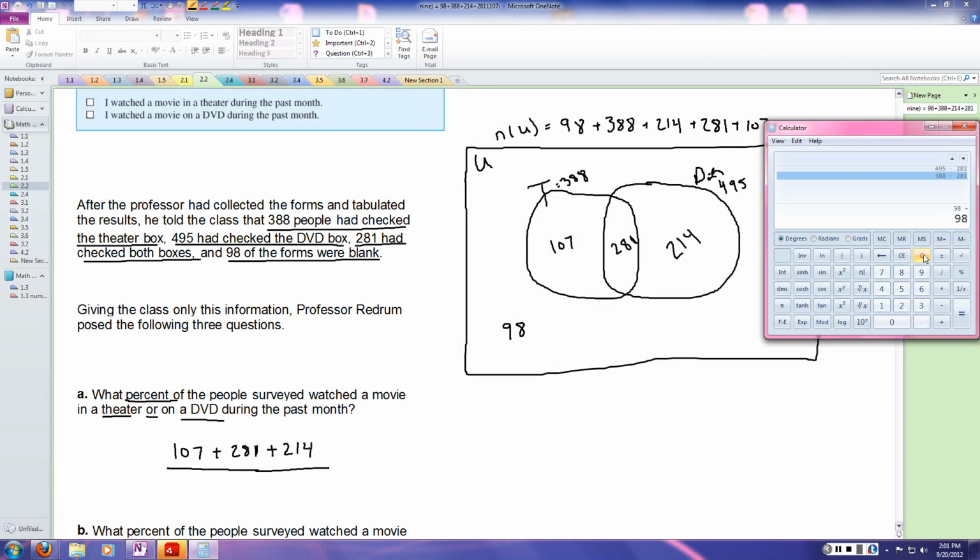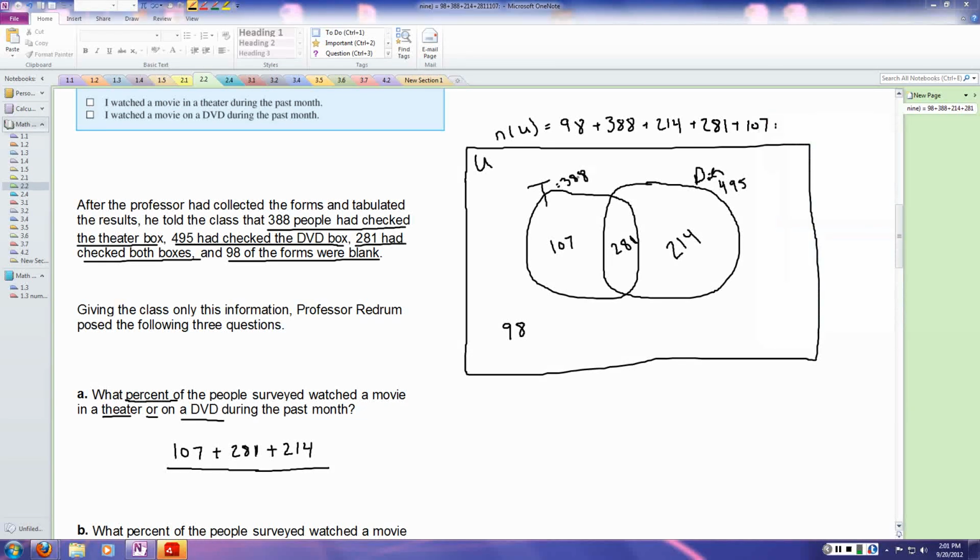98 plus 3, oh, sorry, that's my error here. This 388 would be 107 plus 281. So let me fix this here. I would add up 107, 281, 214, and 98.